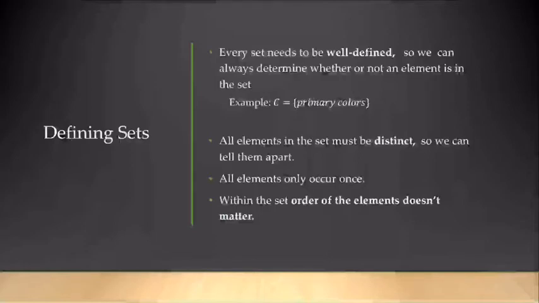Another thing about a set is that every set needs to be well defined, right? It needs to be well defined so we can determine what are the elements of that set. So for example, if C was the set of primary colors, I know that contains blue and yellow and red. And I know for a fact that doesn't contain green because green happens when you mix blue and yellow. Another thing is that all elements in a set must be distinct so that we can tell them apart. I wouldn't want to have 1/2 and 2/4, right? Are those the same? Are they different? They are the same, so we wouldn't want to have those.